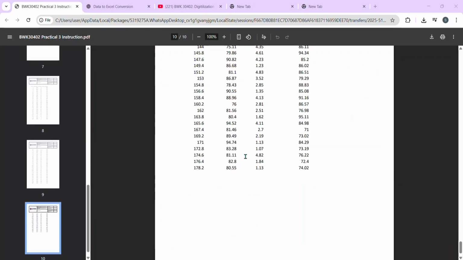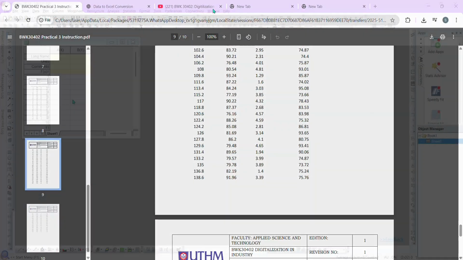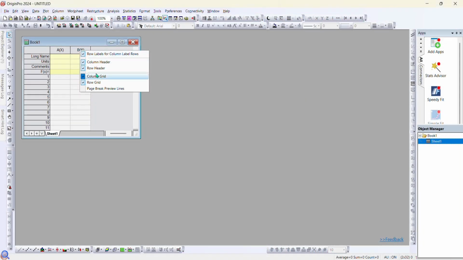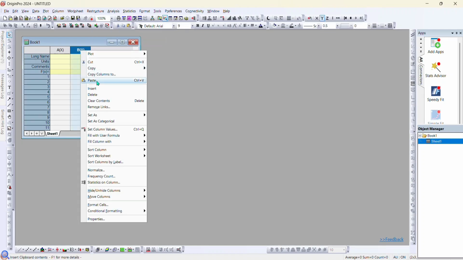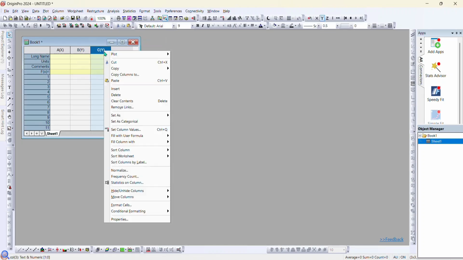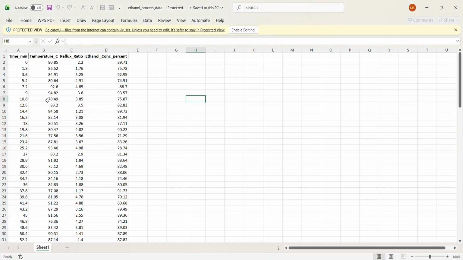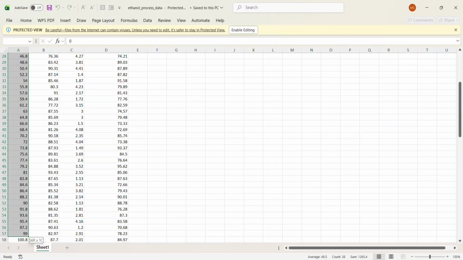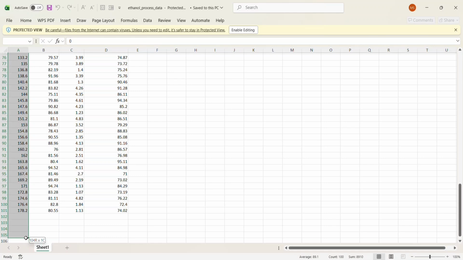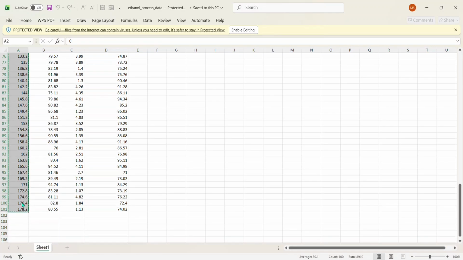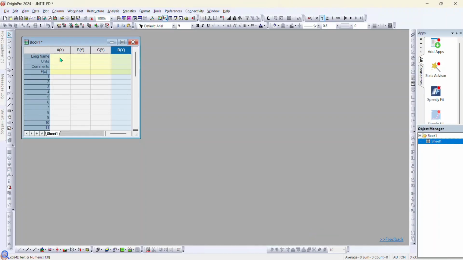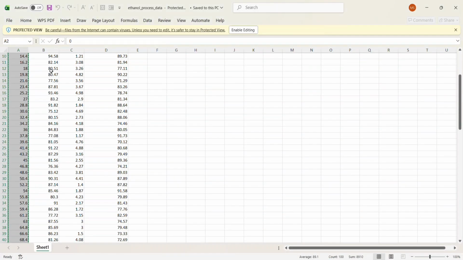Based on the task, I am a quality control analyst. The scenario is that during the ethanol distillation process, ethanol is used as a solvent, and the company needs to ensure that the ethanol purity and process stability remain constant. Based on the data, over 3 hours, data were collected every 10 minutes, giving around 100 data points, and the variables measured include temperature, refractive index and ethanol concentration.